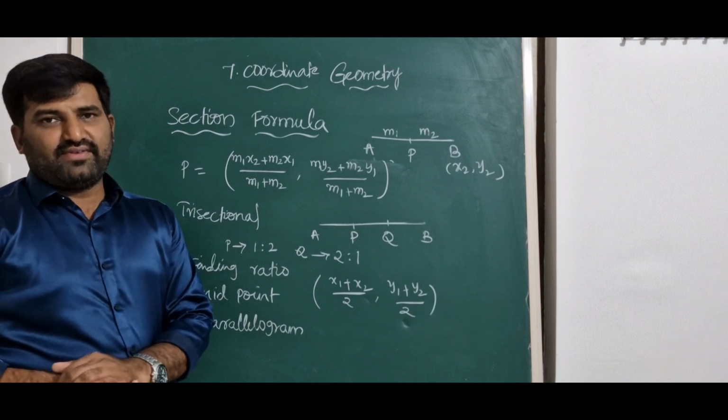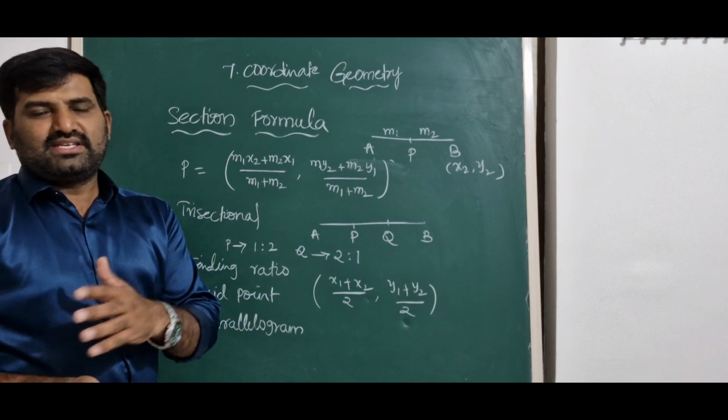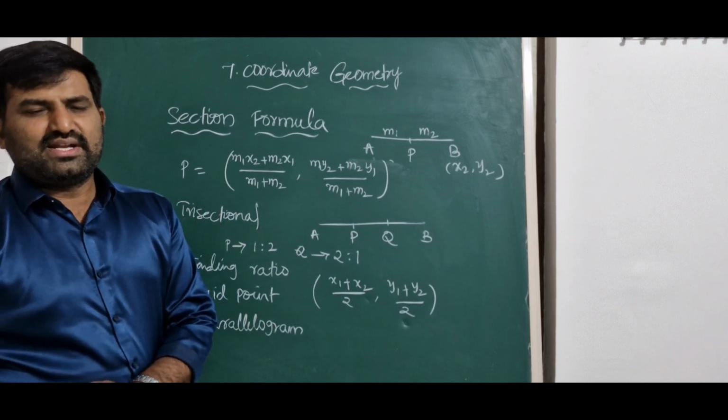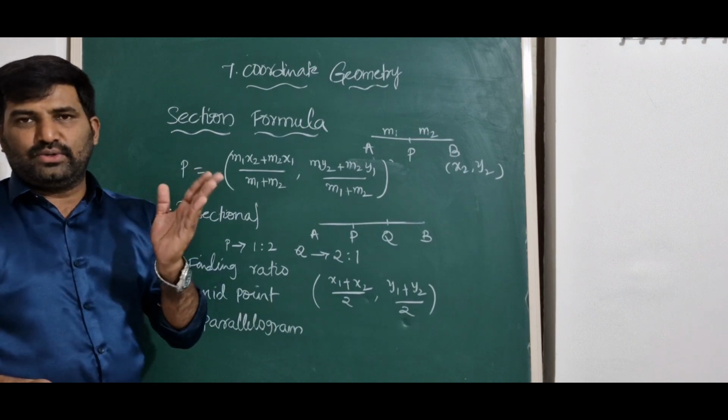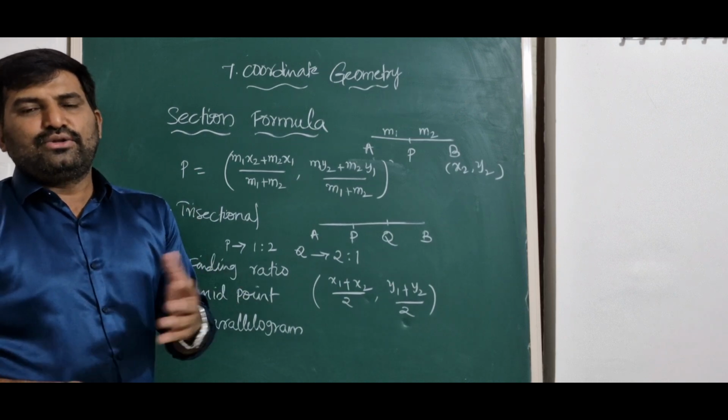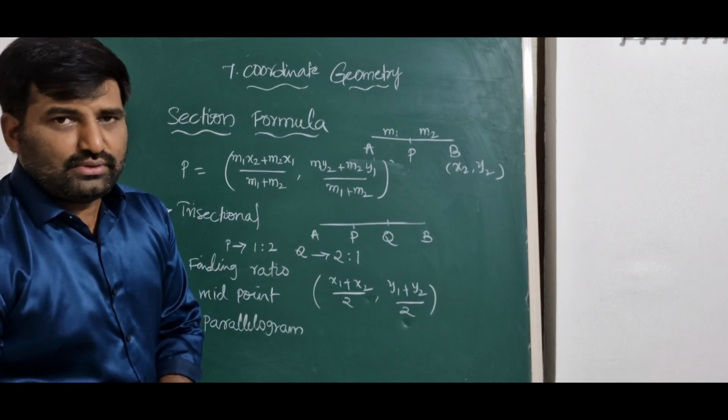And the last question we have is the area of the parallelogram concept, or the area of the rhombus question. That is also very simple. Find the two diagonals AC and BD, and you know the formula: half into D1 into D2.